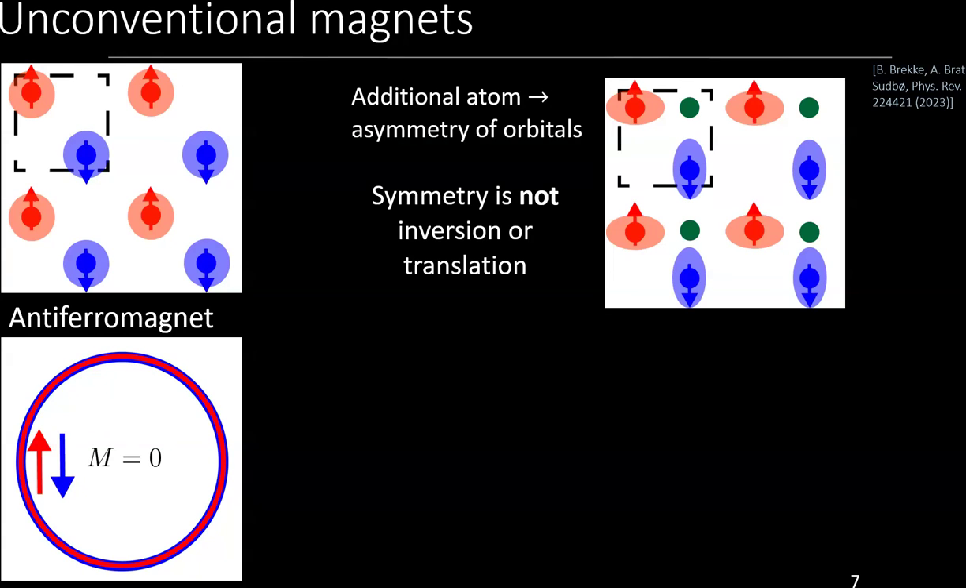For example, here, the symmetry of such a lattice is not inversion or translation. Here, for example, we can translate and flip the spin. If we translate and flip the spin, we don't match this ellipse. We need to have a rotational symmetry. In this case, the symmetry will be rotation by three.